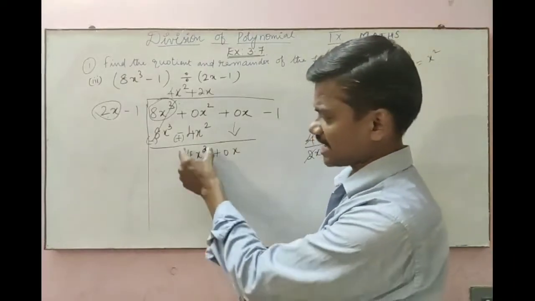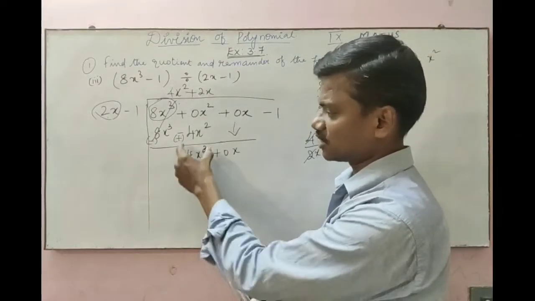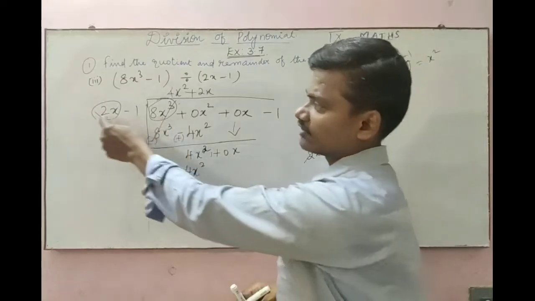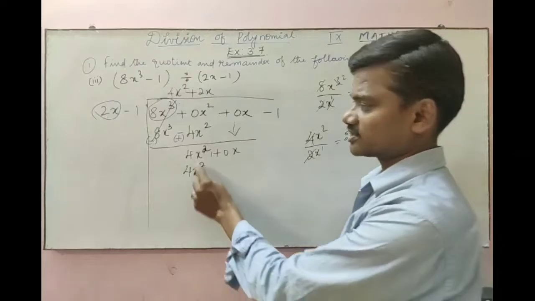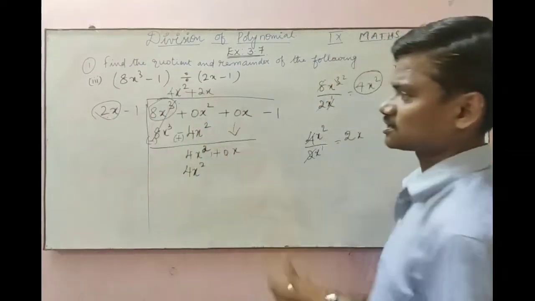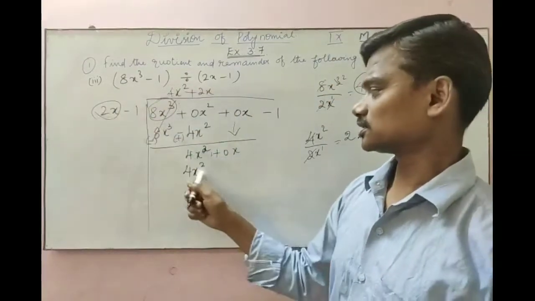The first term should come as it is with the same sign, then only it gets cancelled. For that only we are going to divide this first term with this first term. Like that, the first term divided by this first term gives this. So if you multiply those two, you will get this.